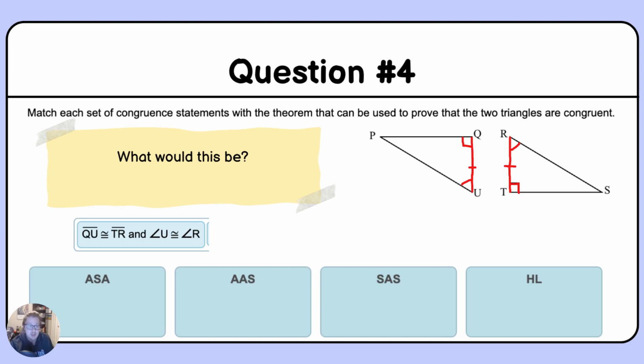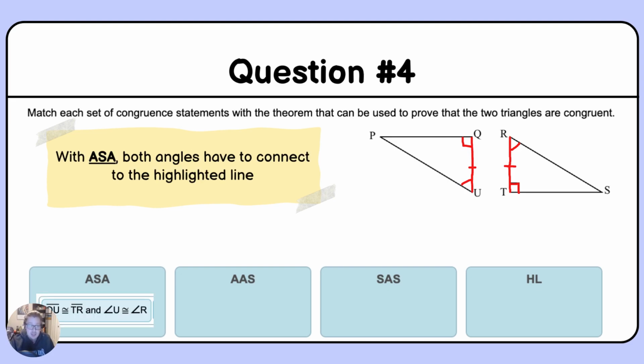The question you have to ask yourself is, does that highlighted side touch both my angle marks? Because I have two angles and a side, I know it's either going to be angle angle side or angle side angle. In this case, you can see that the highlighted side touches both of my angle marks. If it touches both, that's what we're looking for: angle side angle.